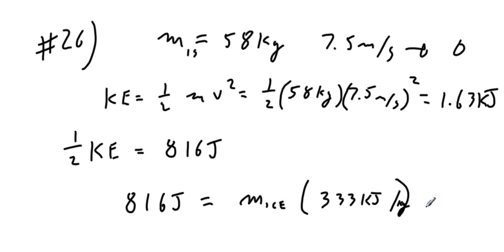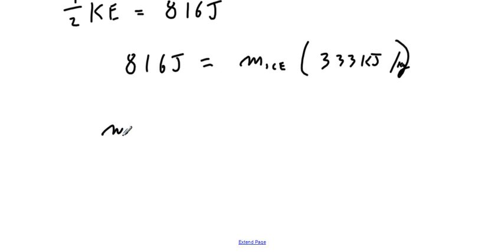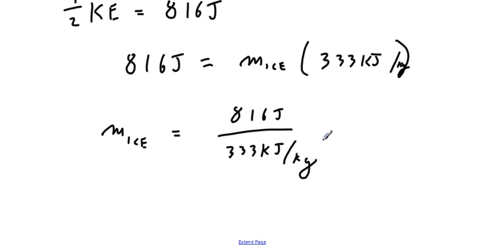Alright, well, the mass of the ice that is melted is 816 joules divided by 333 kilojoules per kilogram. Dimensional analysis says my answer will be in kilograms. Okay, I already have that in my calculator, dividing by 333 thousand. And it looks like I have 2.4 times 10 to the minus 3 kilograms of ice will be melted by the ice skater.